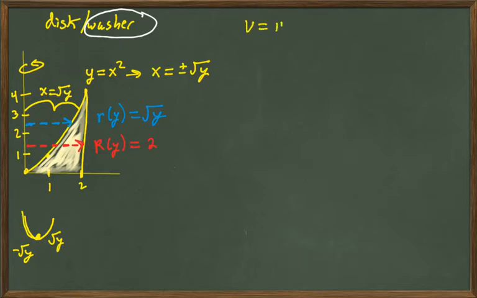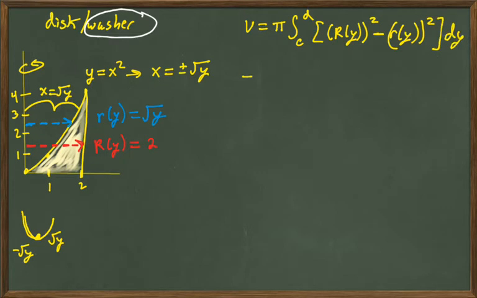So when we're doing the washer method, volume is equal to pi, integral from c to d, big radius squared minus little radius squared, and then integrate with respect to y. And since we're integrating with respect to y, we need to look at limits of integration on the y-axis, so we're going to go 0 to 4.